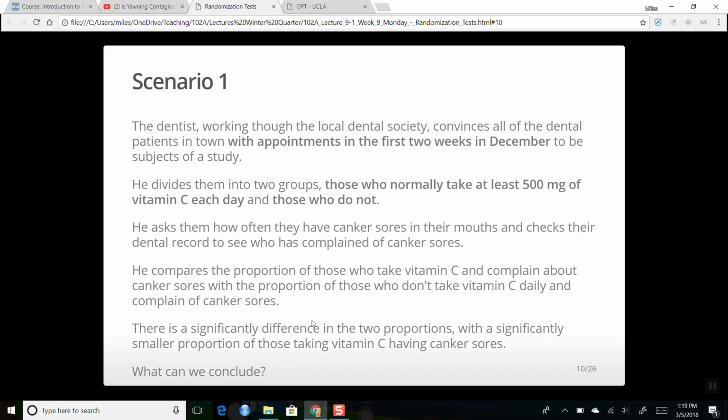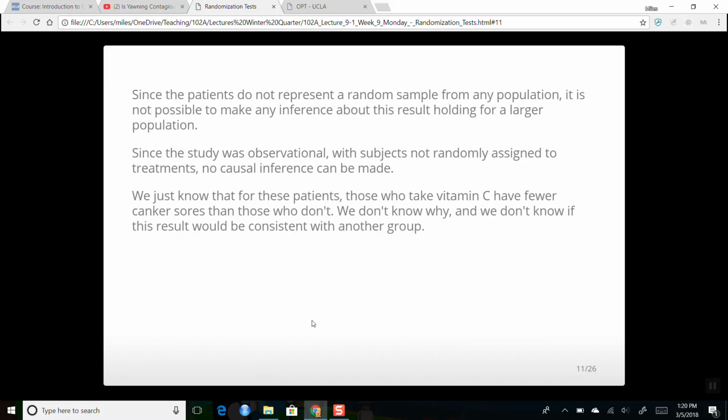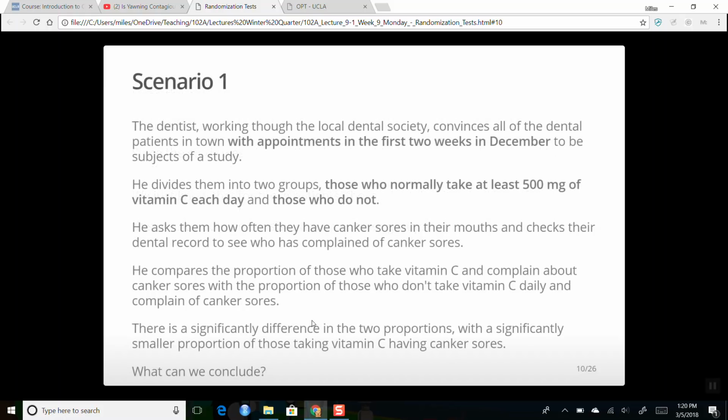So is this an observational study or a controlled experiment? Okay, observational study. And do we have a random sample or not? We do not, okay? So the way we selected our patients was that we took patients who had appointments in the first 2 weeks in December.